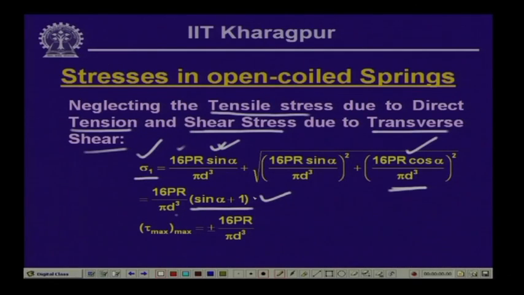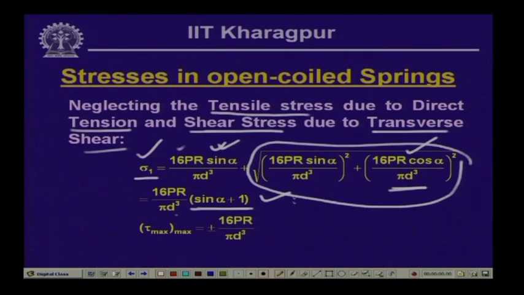This is the value of the maximum normal stress, and as you know, this particular part gives us the value of the maximum shearing stress. So, the maximum shearing stress is equal to 16 P r by pi d cube. These are the two values of maximum normal stress and maximum shear stress when we disregard the tensile stress because of direct tension and the shearing stress due to transverse shear. So, if we take only the stress because of the bending and the stress because of the twisting moment, then we get these values of the maximum normal stress and the maximum shearing stress.